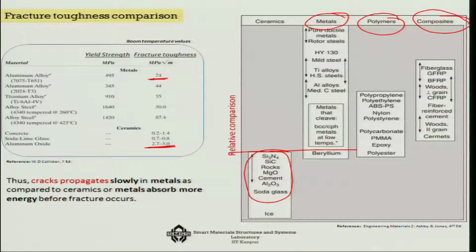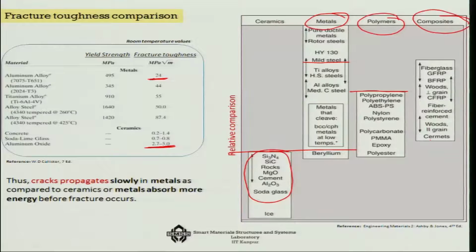Okay. And among the metals, of course, there are variations like the mild steel has a higher fracture toughness than aluminum alloys. Okay. And among the polymers, even though they can sustain a much higher strain, their modulus of elasticity and also the yield strength being low, you will not get a fracture toughness beyond a certain value, and in composites you will get a kind of a mixing of these possibilities.